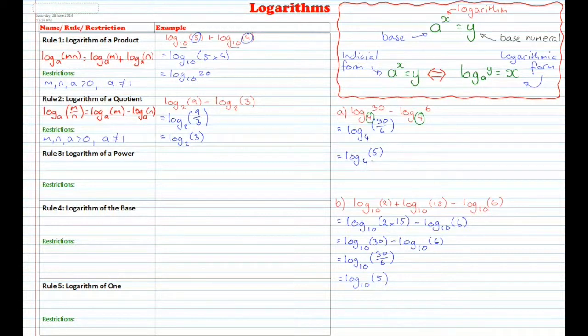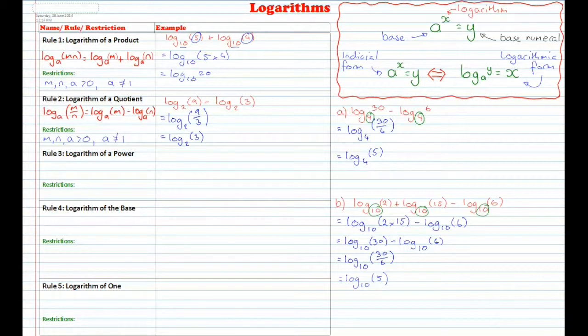Now for part B we've got log base 10 2 plus log base 10 15 minus log base 10 6. So of course we've got all the same bases here, so it means we can simplify it. And to do that we're going to just work our way across. So we do log base 10 2 plus log base 10 15. We do 2 times 15 is just going to be there, minus log base 10 6. Now 2 times 15 is 30, so you get log base 10 30 minus log base 10 6.